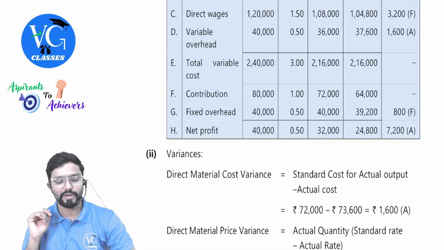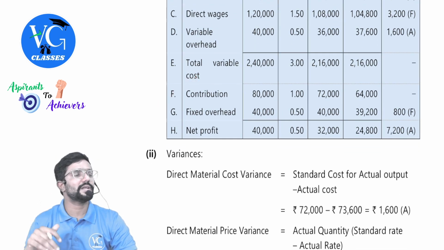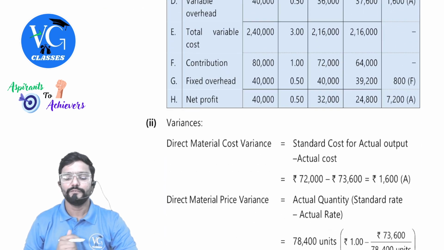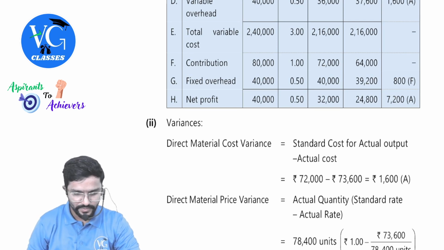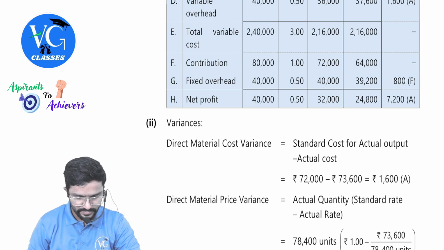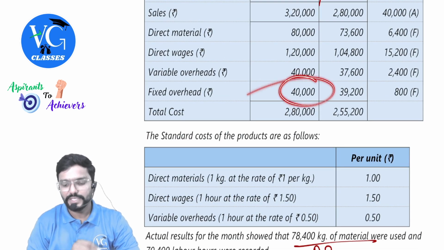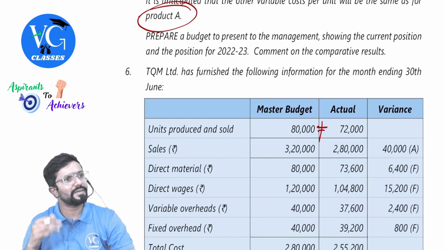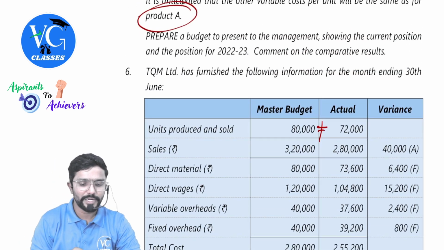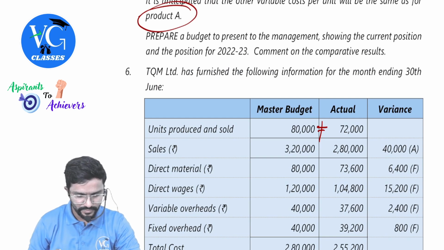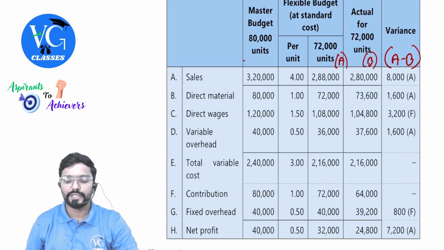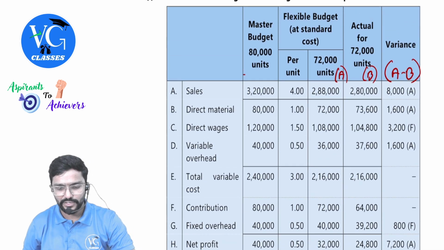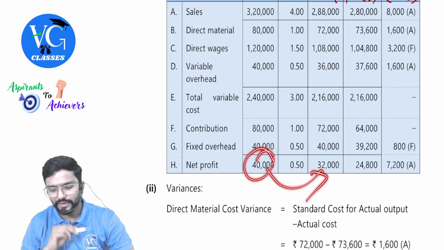Okay, sir. Total variable cost we got. Contribution also they have shown, that is sales minus variable cost. Fixed overhead, have they given? 40,000, I guess. Whether it is for 80,000 units or 72,000, it will remain same. Yes, same 40,000, guys. Per unit they have shown 0.5 here. It's actually wrong. So same 40,000 we have to take here.